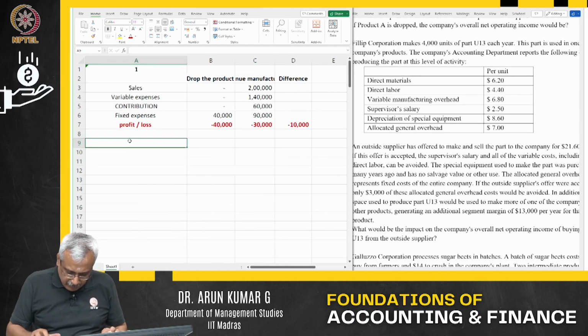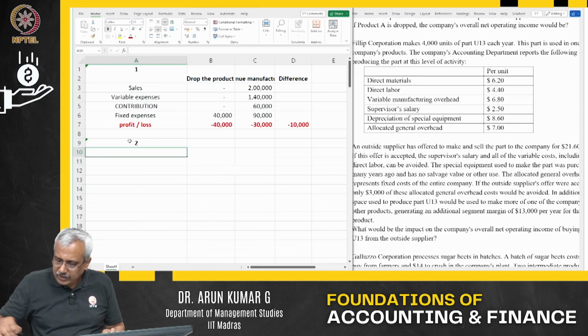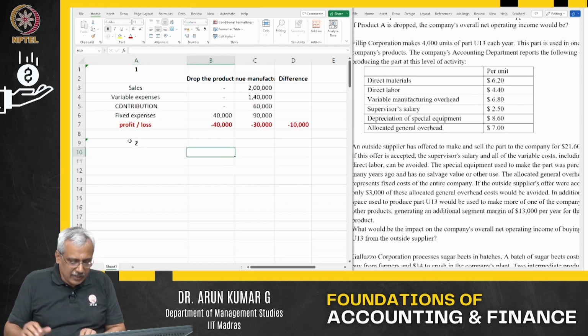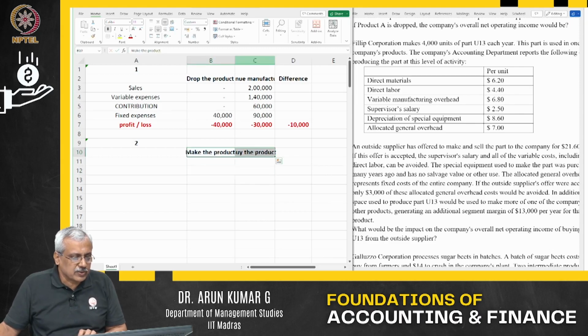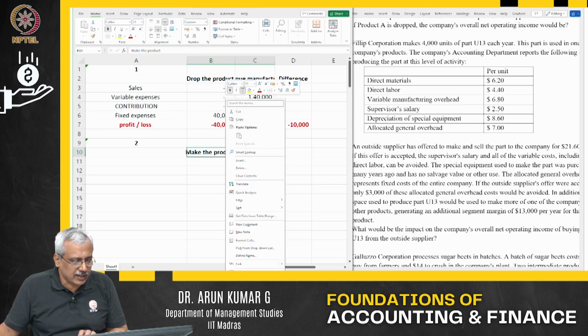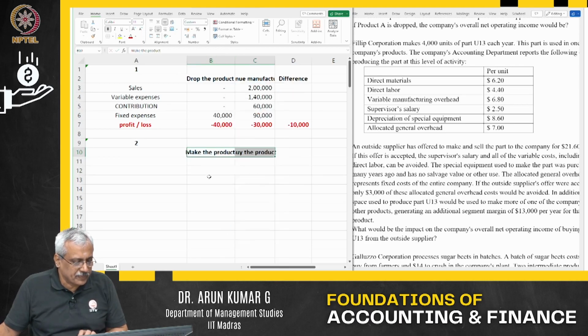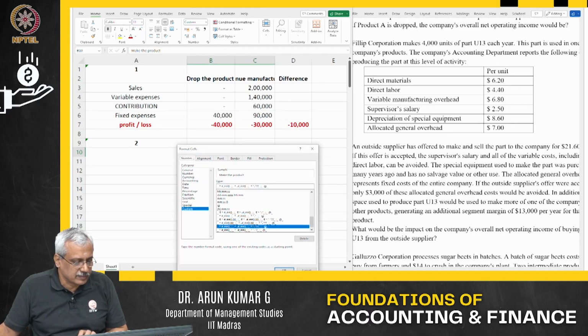Now let us look at problem number 2 out here, and let us say I make the product or buy the product. That is, I make the product, next is buy the product. Make the product and buy the product. I am just going to wrap the text so that it is clearly visible.